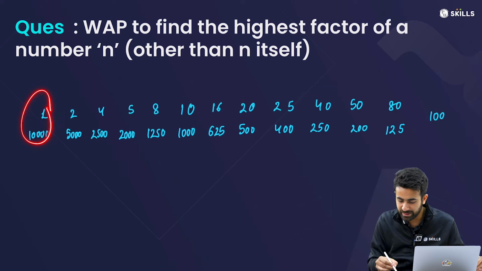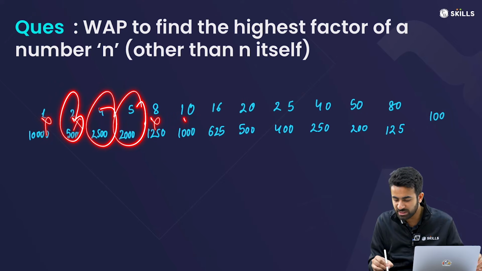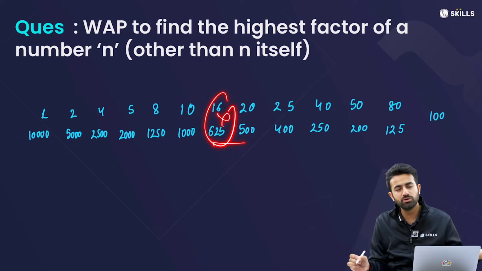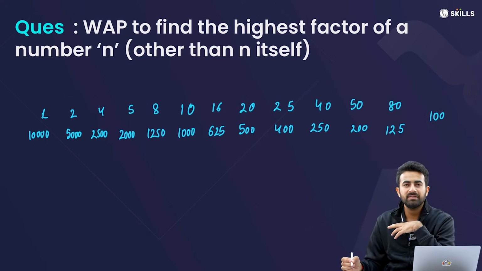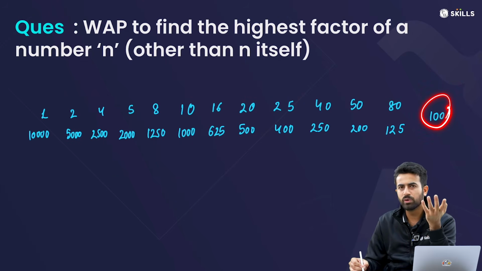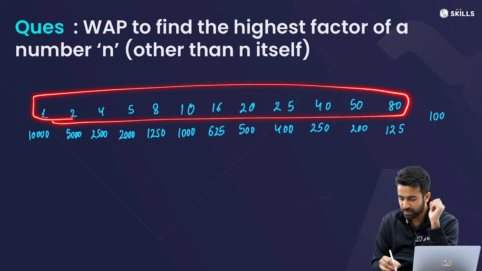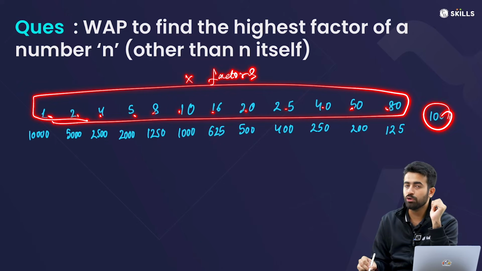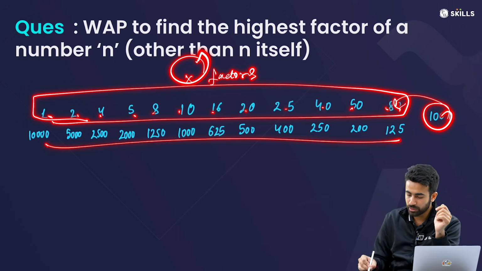But the rest are pairs, because a pair means, for example, 5 into 2,000 is 10,000. The multiplication of all these pairs is 10,000. You can see 16 into 625 is 10,000. There is one more observation: among all the factors of n, the square root of n comes only once. But if there are x factors before the square root of n, then 100% there will be x factors after the square root of n.